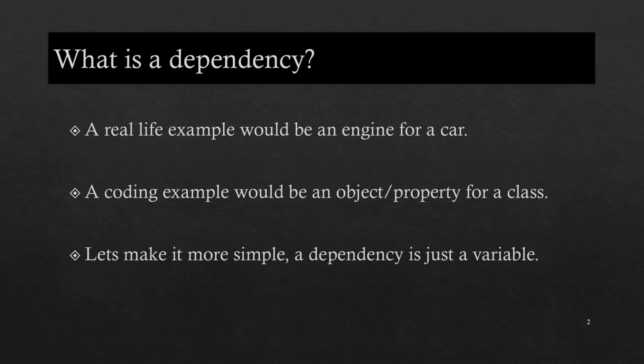To make it more simple, dependency is just a variable. So it's a variable that is needed for a class to work properly. We call it variable because an object, a property, a simple string, everything falls in the category of a variable.